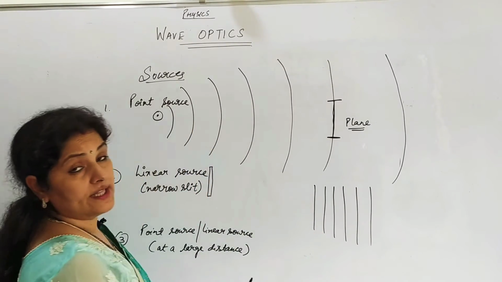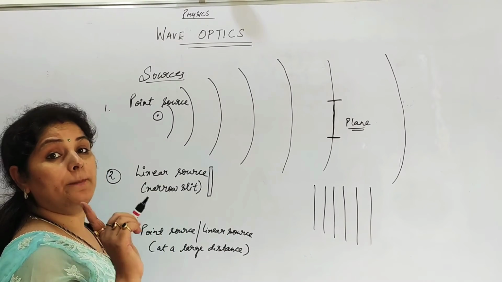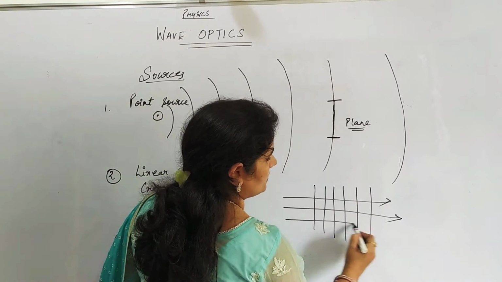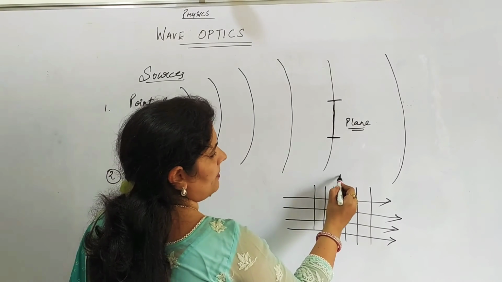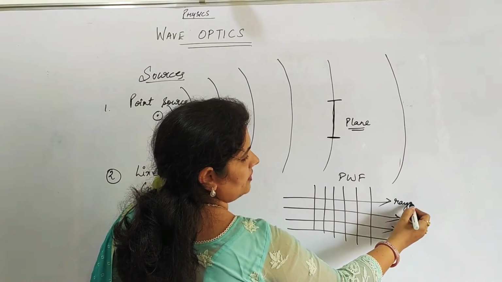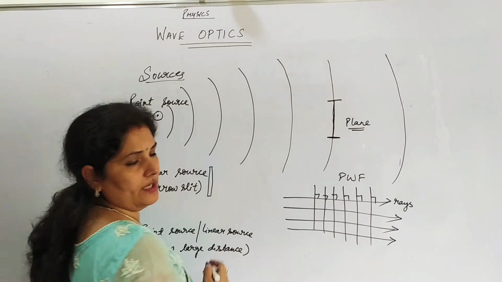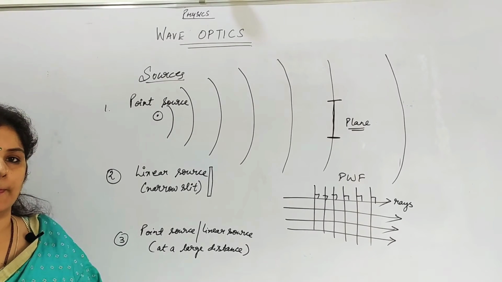Right? How to find the ray? In which direction is the ray moving? The ray is always perpendicular to the wavefront. This is the direction of the ray passing through a plane wavefront. We denote it by plane wavefront, PWF. And this is the direction of the rays, because at every point they will be perpendicular to the wavefront. I hope you understand, children.